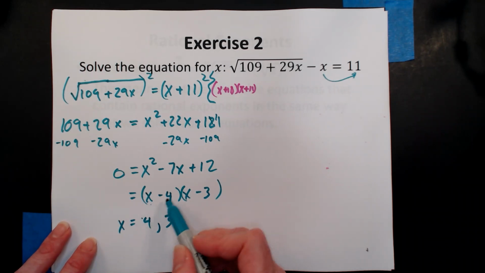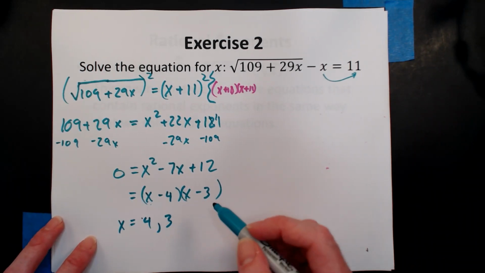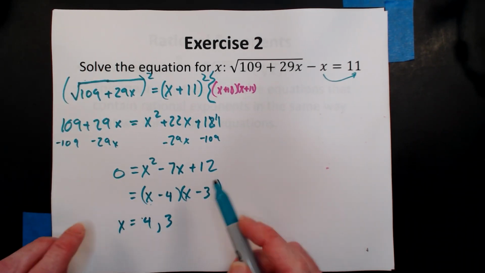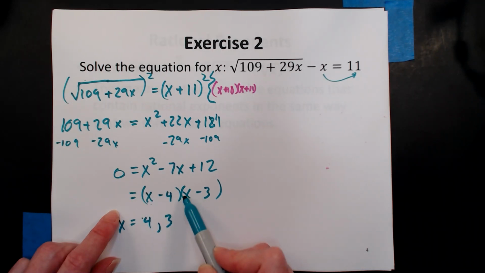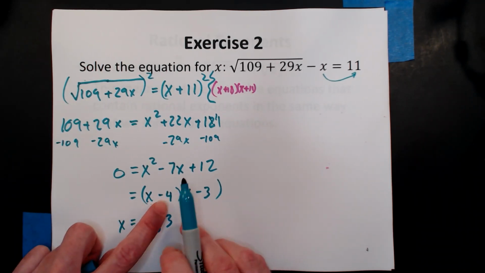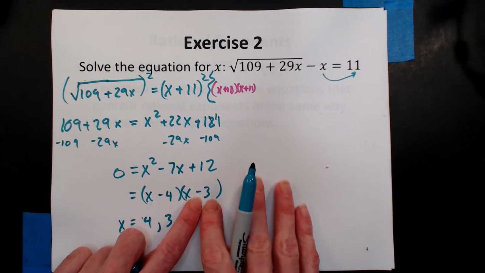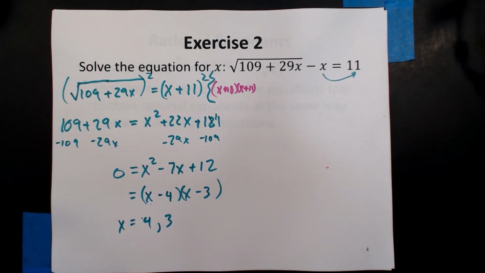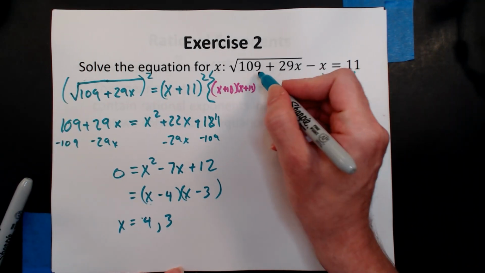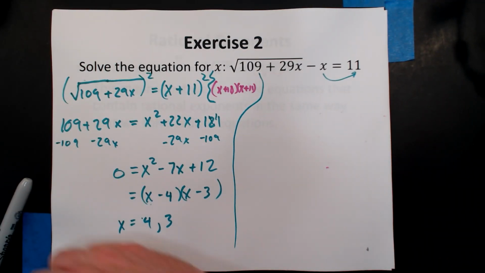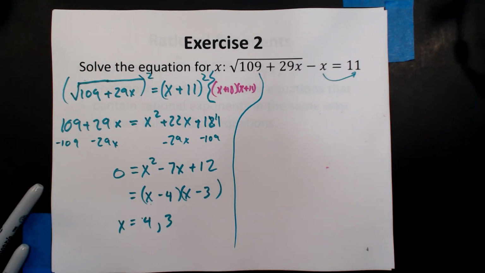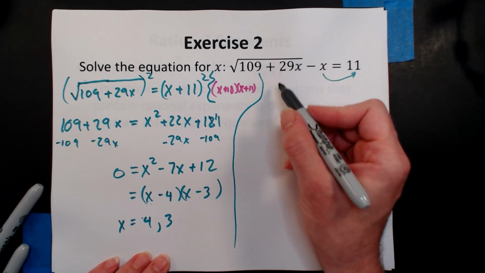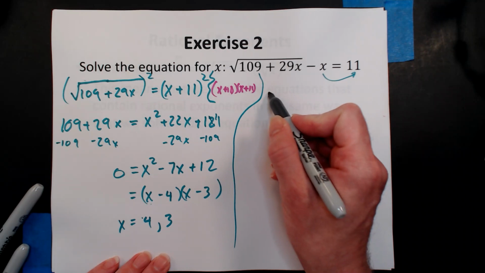And you can see how I just set each of these factors equal to 0 and quickly did that in my head. When you have these nice linear factors, where your leading coefficient is 1, usually you just have to change the sign in front of the constant term to get your solutions, your roots. So we need to go back and check these. So let's check them in the original equation.